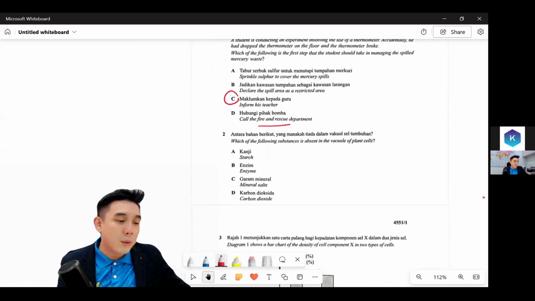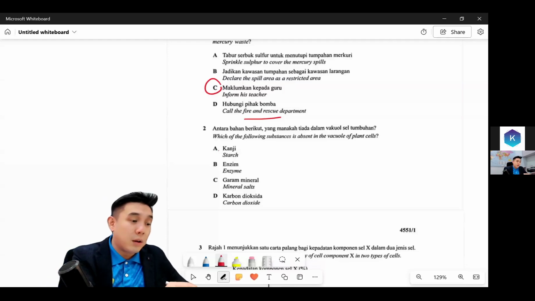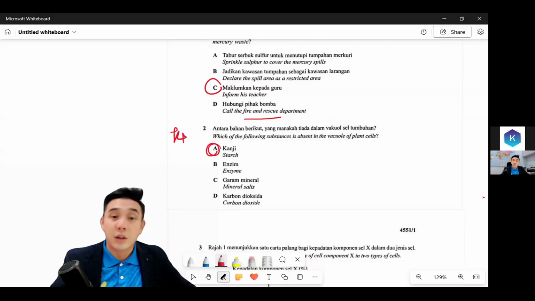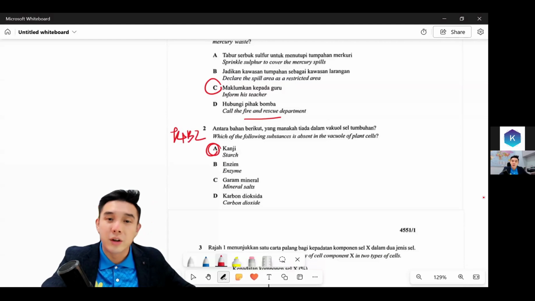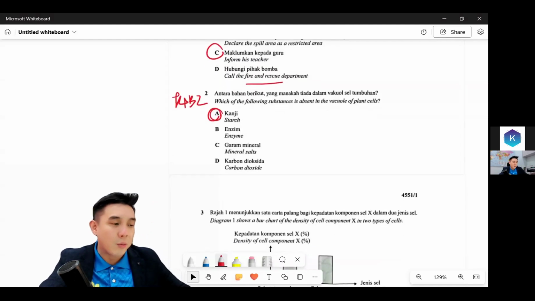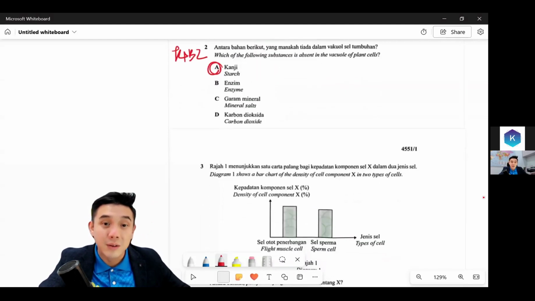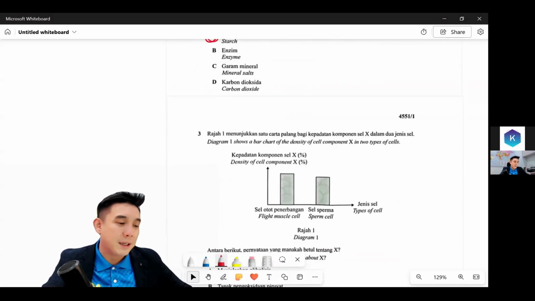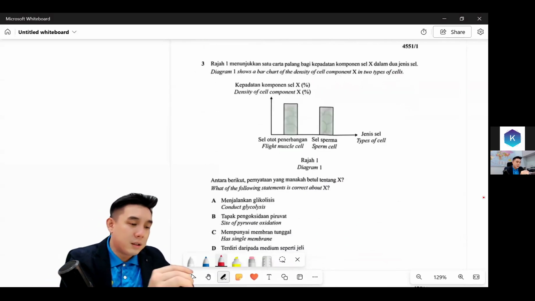Number 2, which of the following is absent in the vacuole of plant cells? The answer is starch, because starch is found outside the vacuole. In fact, to be more specific, it is in the chloroplast, not in the vacuole. Vacuole is just for water and minerals. Of course, there's some enzyme and carbon dioxide.